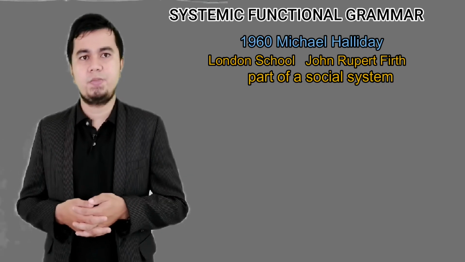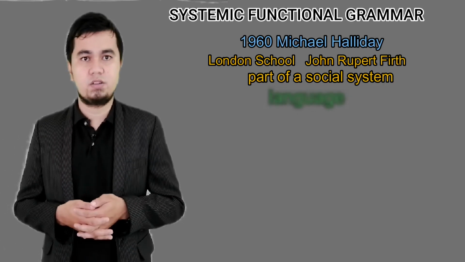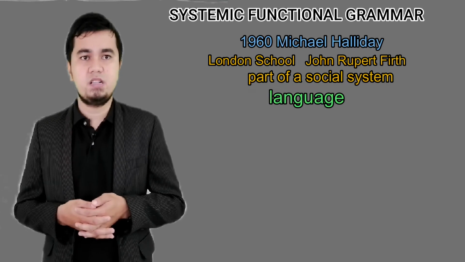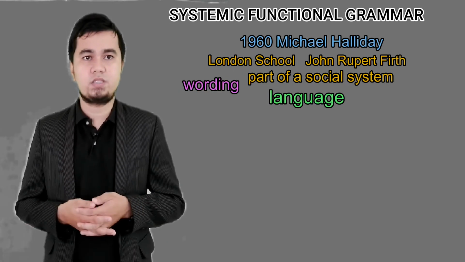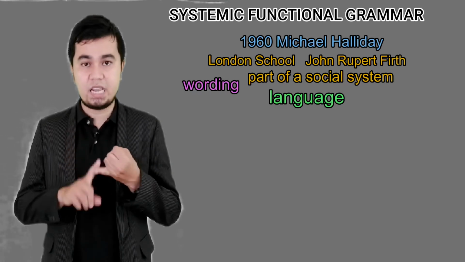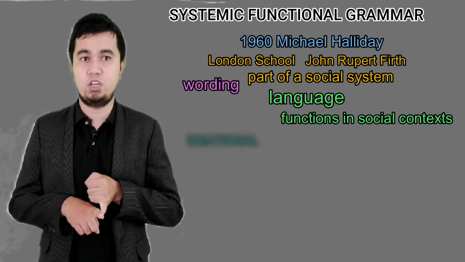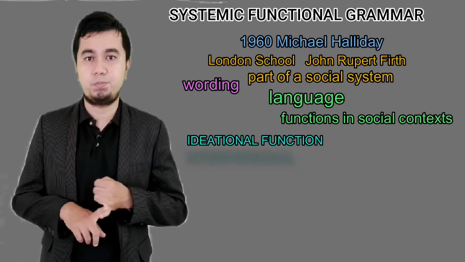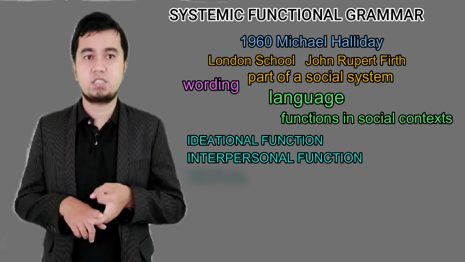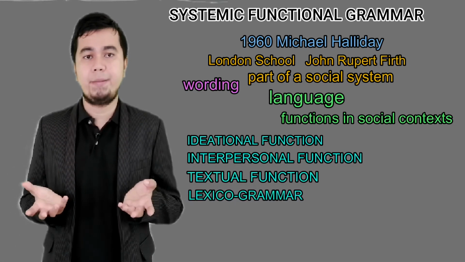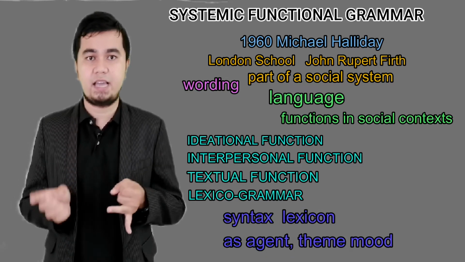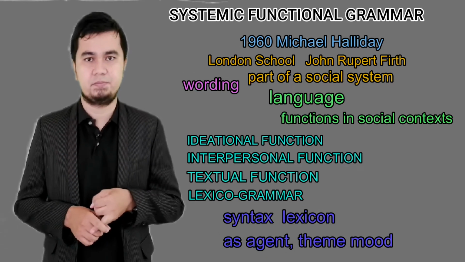Now, in here, it defines language as a resource of creating meaning by means of wording. In this, the language has developed in response to three functions. First, we have the ideational function, the interpersonal function, and the textual function, and the lexicogrammar combines the syntax and the lexicon as a single system.